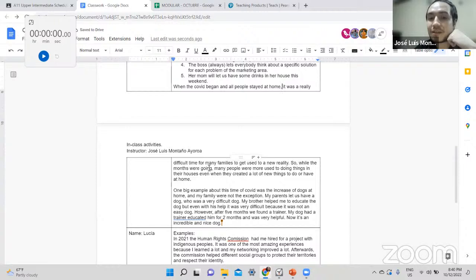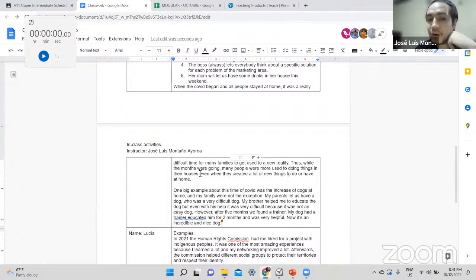It was a really difficult time for many families to get used to a new reality. Okay, here, it feels more than the beginning of a new idea that is not related to anything else. It feels like a consequence, right? So if it's a consequence, let's not use "so" with a comma. Instead, again, try to use one of the options for consequence. You have therefore, thus, as a result, consequently, okay? All of those are going to be consequence.